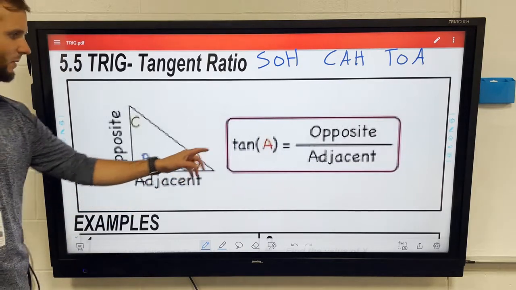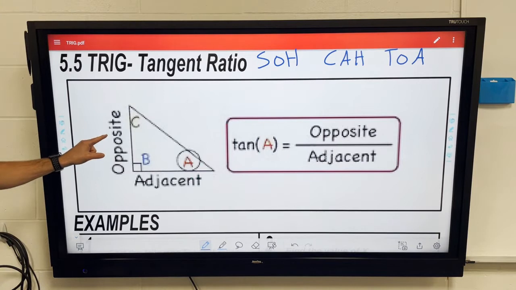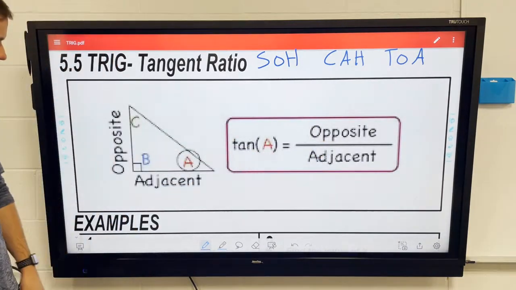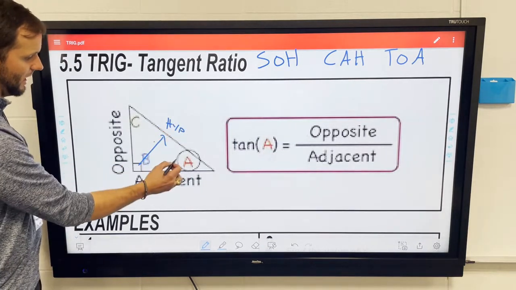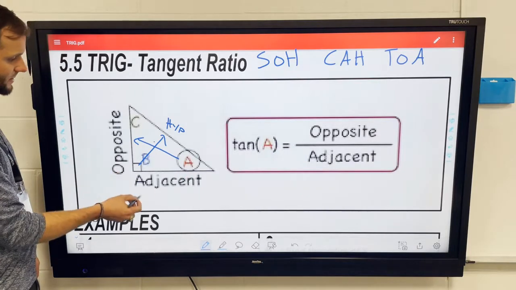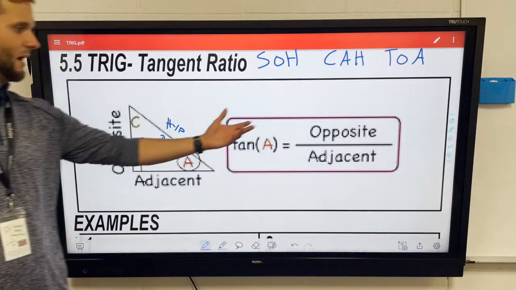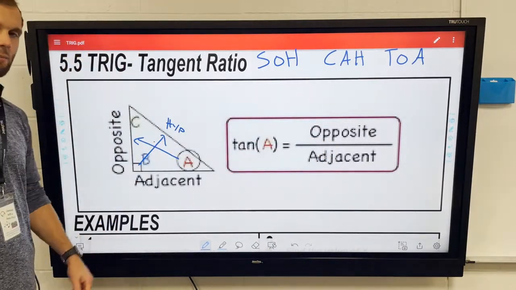So right now, if I want to know the tangent of A, which I see here, that is going to be the opposite side over the adjacent side, and that's the ratio you're going to be looking at. Because again, opposite of my 90 is the hypotenuse, opposite of the angle is the opposite, and then my third side is my adjacent side. So the ratio is opposite over adjacent. So we're going to take this and put it into play. Let's jump over to example number 1.